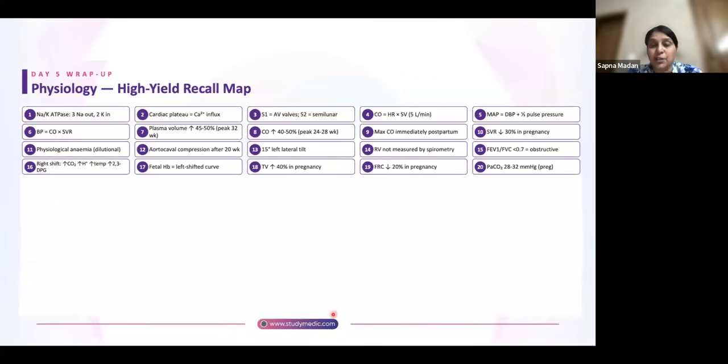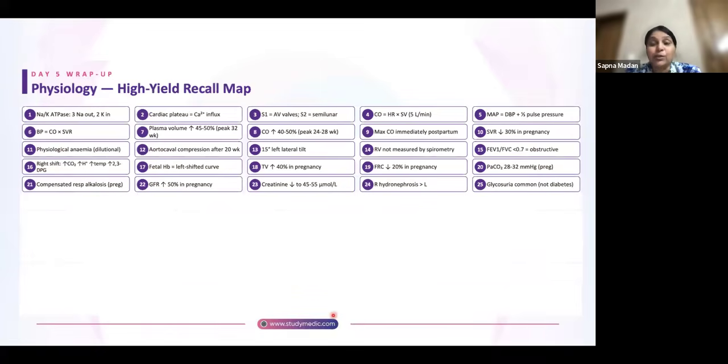Tidal volume is increased by 40% in pregnancy. Functional residual capacity is reduced in pregnancy by around 20%. PaCO2 in pregnancy is around 28 to 32 millimeters of mercury. So that is why pregnancy is in a state of compensated respiratory alkalosis. The GFR in pregnancy is increased by 50%. Creatinine is reduced by 45 to 55 micromoles per liter.